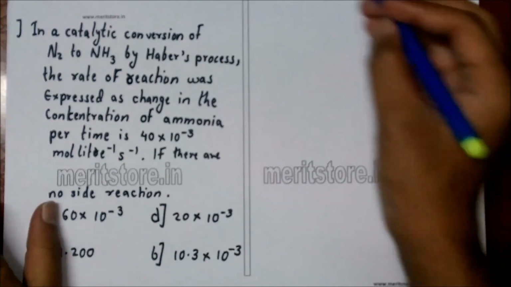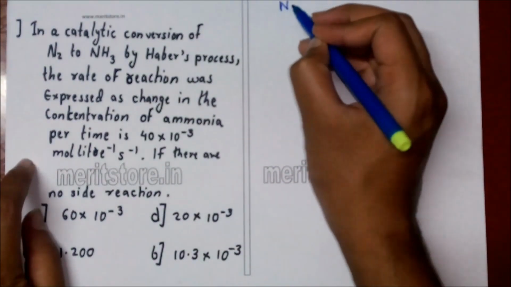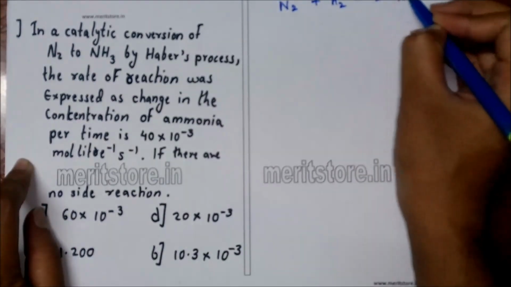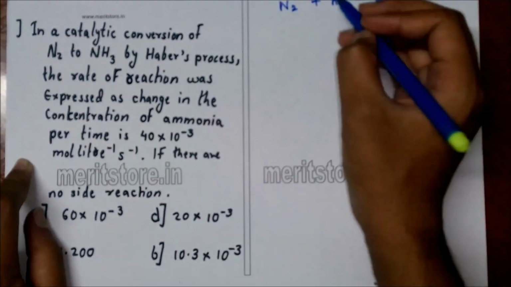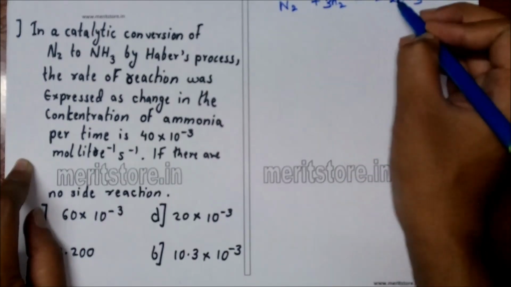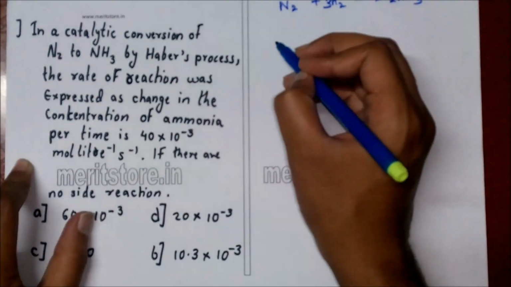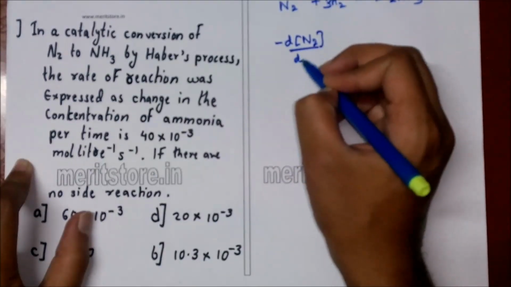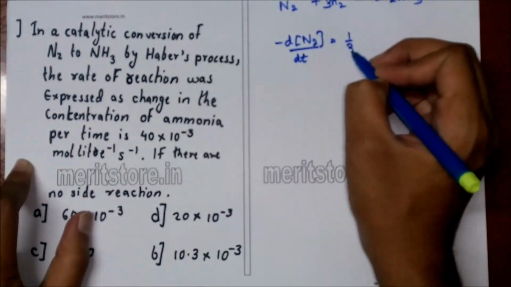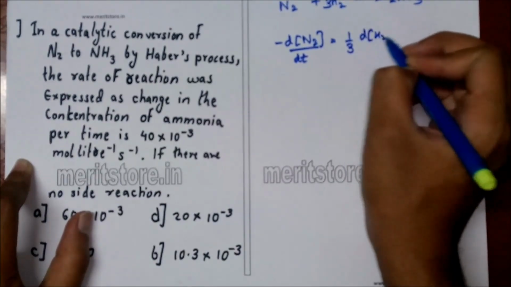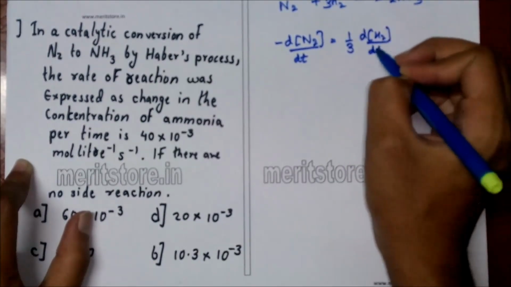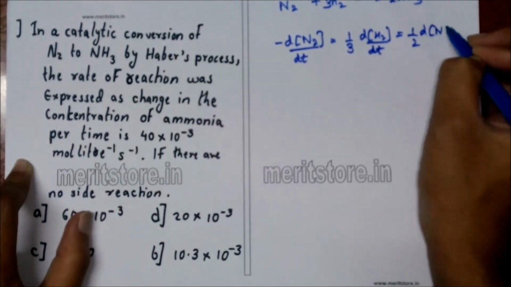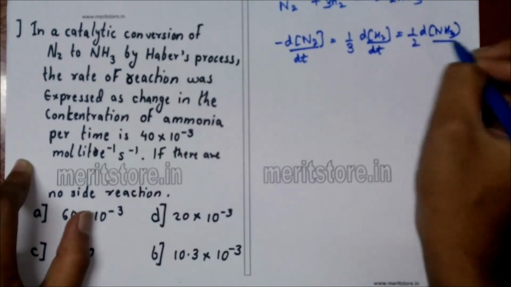So our given reaction will be nitrogen plus hydrogen forming ammonia. When we balance the equation, we get 3 hydrogen and 2 ammonia. So we can write this as minus d[N2]/dt is equal to 1 by 3 rate of change of hydrogen upon dt, which is equal to half d[ammonia]/dt.